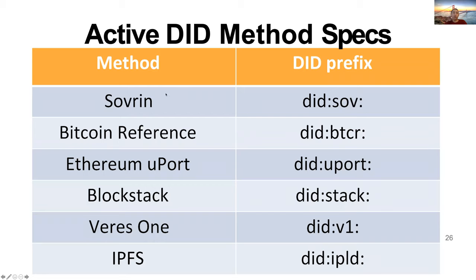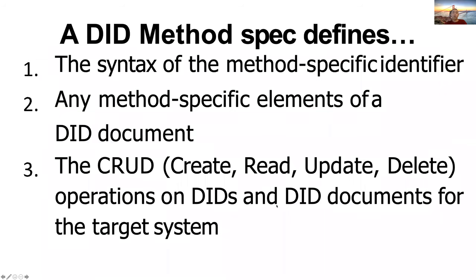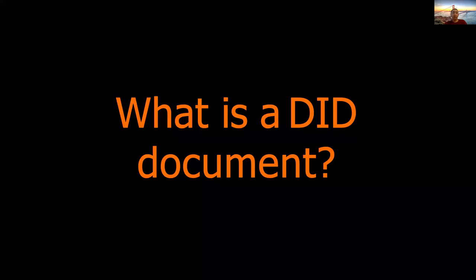Currently, for example, we have Sovereign Ledger, the Sovereign blockchain, which has its own DID method. There are some implementations of SSI systems on Bitcoin, Ethereum, some other blockchains, and also we have some implementation in IPFS. Each one of them has its DID method, and it's developed by some other company. Most of them are open source, and you could see it, it's transparent. So it does some CRUD operations on DIDs basically, and the DID method should give you a DID document. But what is a DID document?